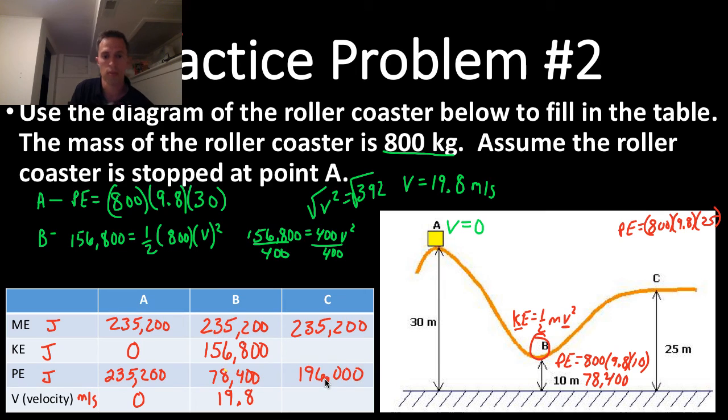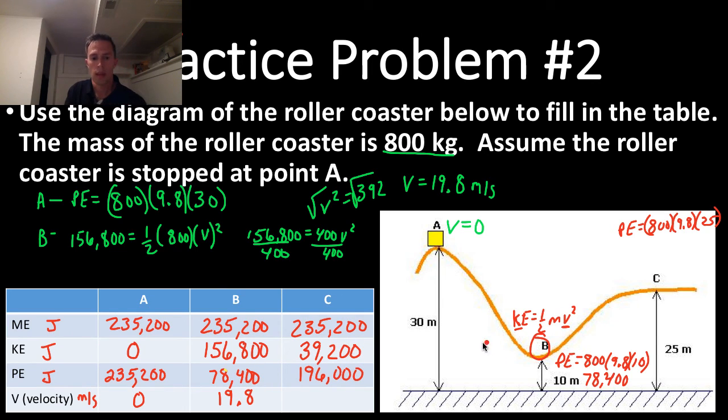So I'm going to put that in for potential energy, 196,000 joules. Okay, and so if kinetic energy plus potential energy equals mechanical energy, we can simply subtract the potential energy from the mechanical energy and we'll figure out its kinetic. So we take 235,200 and subtract 196,000. That should tell me my kinetic energy. And my calculator tells me it's 39,200.